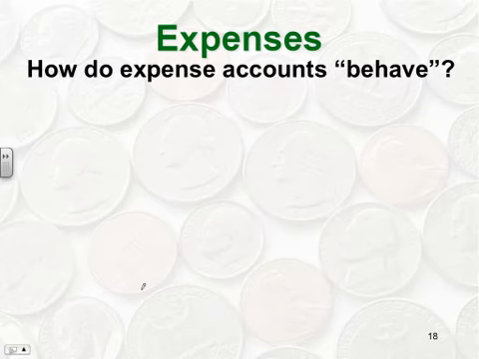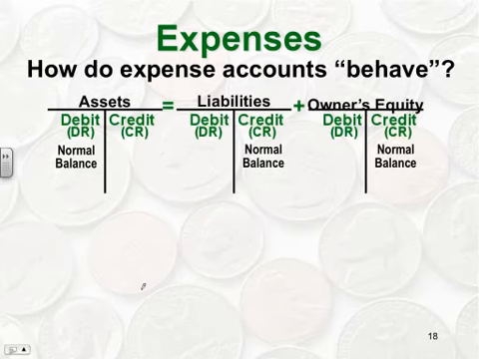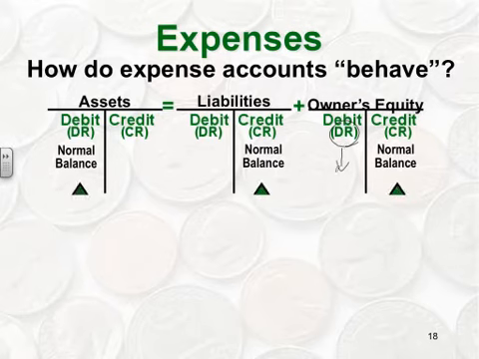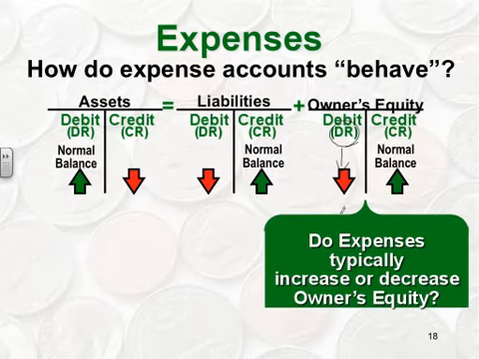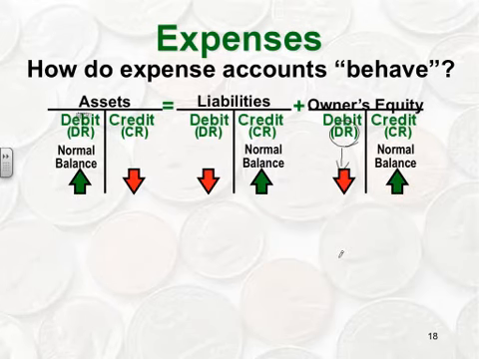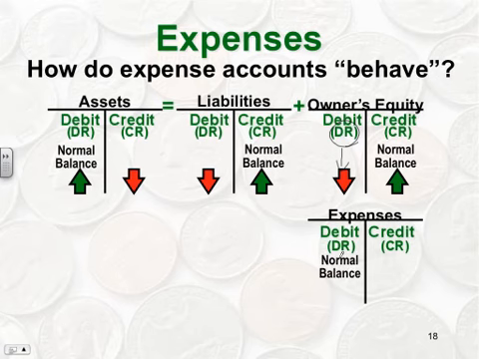How do expense accounts behave? Well, like before, we talked about this. So expenses decrease owner's equity, and that's a debit. So we're going to do the same thing, and we're going to have a normal balance of our expenses on the debit side. So when we need to record an expense, we're going to debit that account. Expenses rarely have a credit unless you're correcting a mistake.